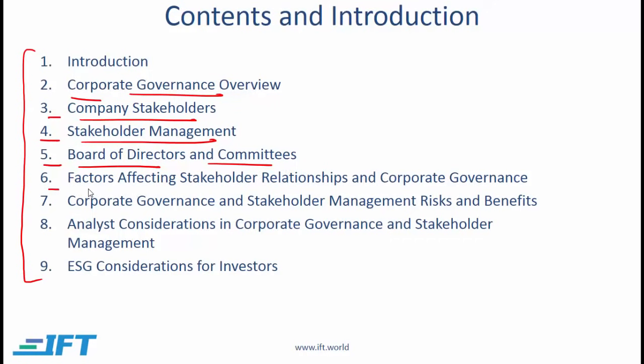Section 6, you need to understand the factors which impact stakeholder relationships and corporate governance. Section 7 deals with the various risks associated with poor corporate governance and then the benefits of having a good corporate governance structure. Section 8 gives an overview of analyst considerations in corporate governance. In other words, when you as an analyst are evaluating the corporate governance of a company, what are the items that you need to look at?